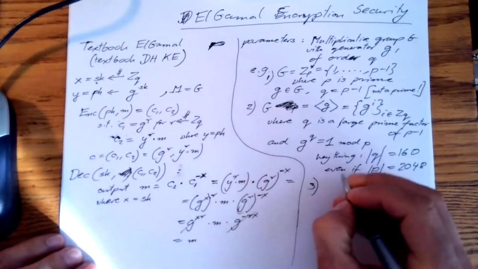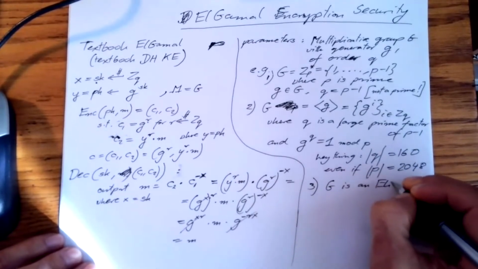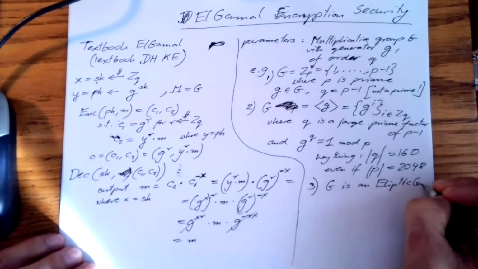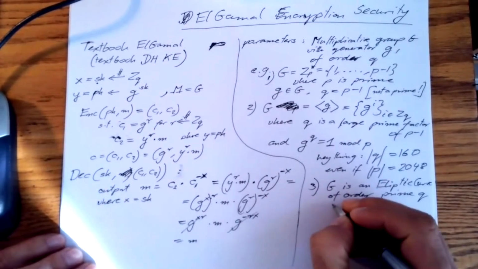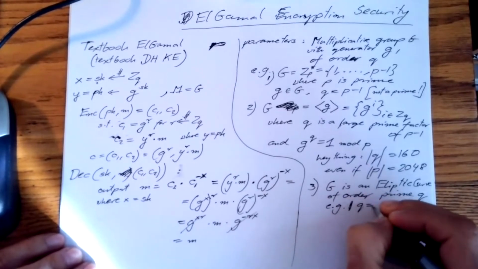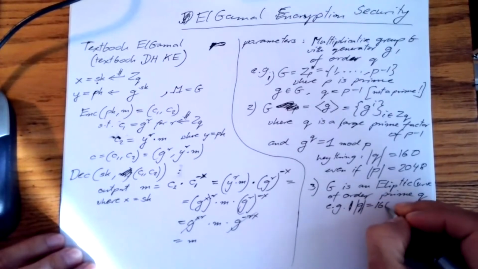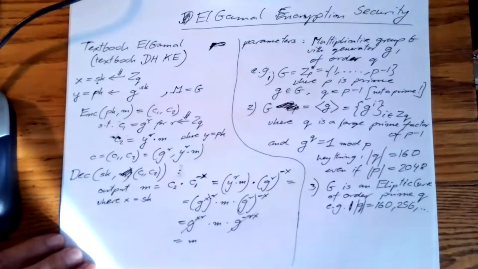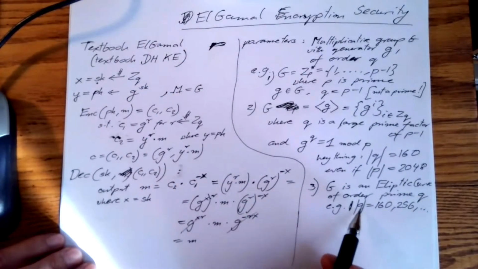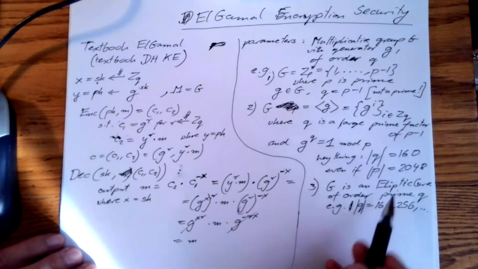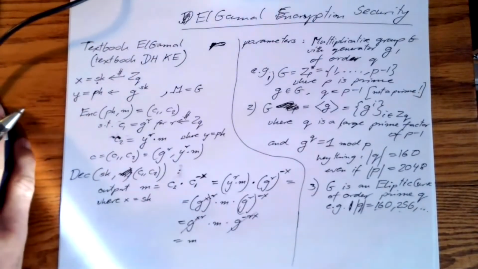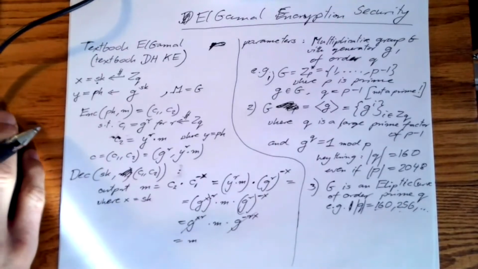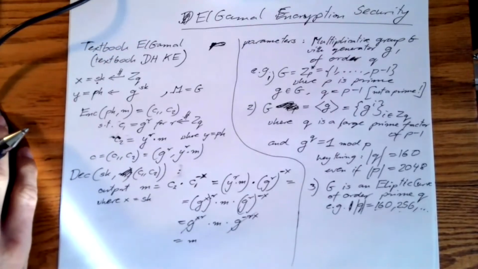A very different setting is where G is an elliptic curve of order prime q, for example, where the length of q is 160, 256, and there are standardized curves that show examples of primes, where the curve forms a group of this size. Again, these are twice the security parameter.